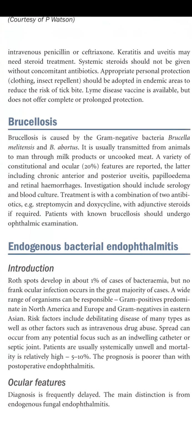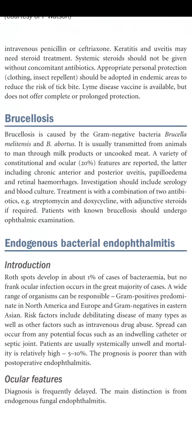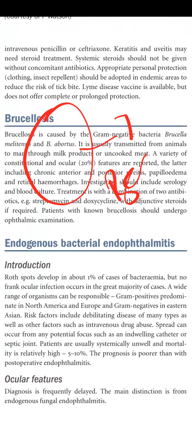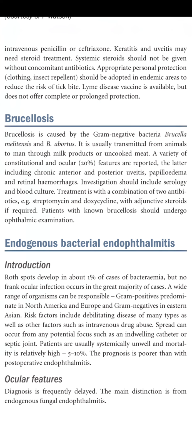Endogenous bacterial endophthalmitis. Introduction. Roth spots develop in about 1% of cases of bacteremia, but no frank ocular infection occurs in the great majority of cases. So Roth spots are basically hemorrhages on the retina that occur in a case of bacteremia, or when there is a bacterial infection in the blood, but usually no frank ocular infection occurs.